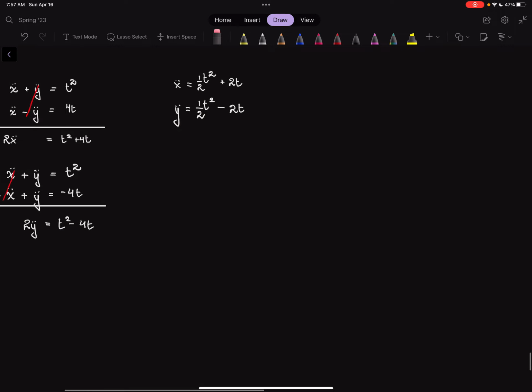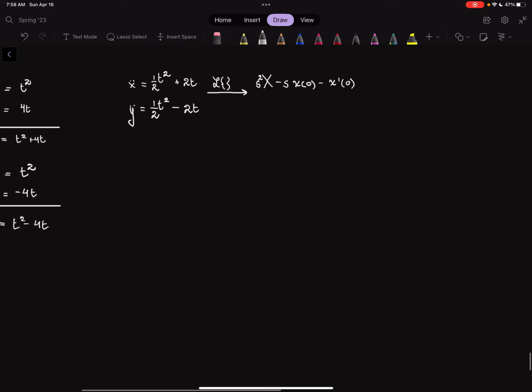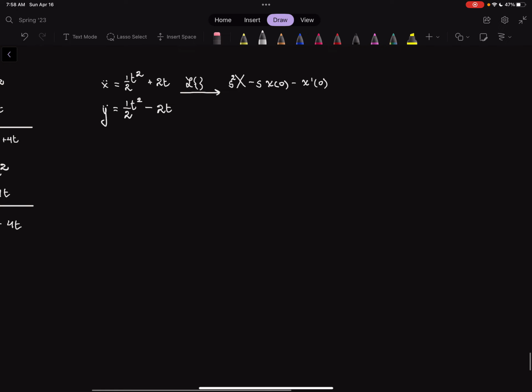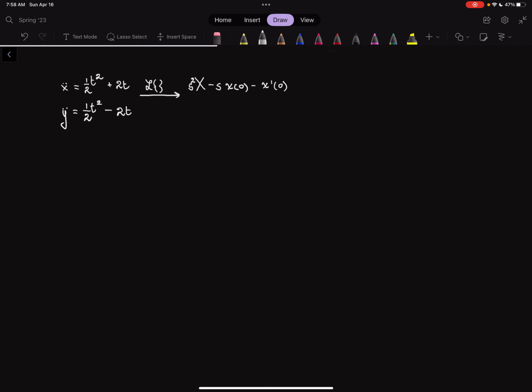So now if I apply the Laplace transform to these functions, I get that the big X times s squared minus s times x of 0 minus x prime of 0. That follows the development of a second order derivative to which you apply the Laplace. And on the right, we're just going to get 1/2.